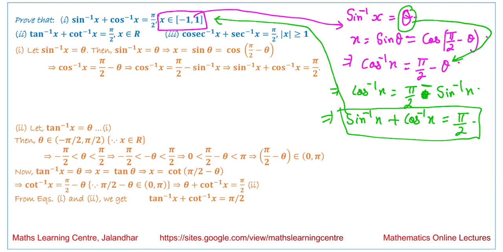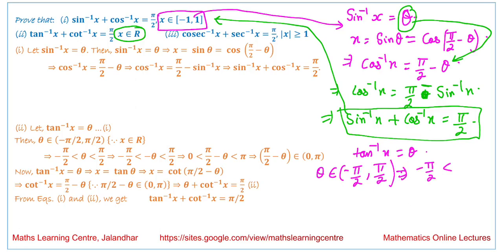Next is tan inverse of x plus cot inverse of x is pi by 2 when x belongs to R. So a similar proof we have. We are considering tan inverse of x is equal to theta. So we are saying that theta belongs to the interval minus pi by 2 to pi by 2. So this implies that minus pi by 2 is less than theta is less than pi by 2. Why are we doing so? Because the answers we require are in the form of cot inverse of x, and the principal values of cot inverse of x lie in the interval 0 to pi.